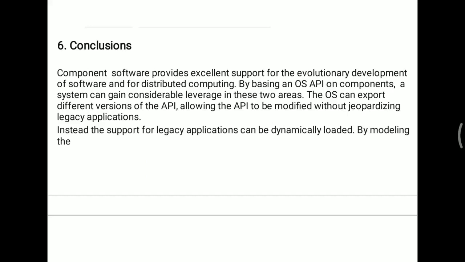The conclusion of component-based APIs, versioning, and distributed applications is that component-based software provides excellent support for the evolutionary development of software and for distributed computing. By basing an OS API on components, a system can gain considerable leverage in two areas. An OS can export different versions of an API, allowing the API to be modified without jeopardizing legacy applications. Instead, the support for legacy applications can be dynamically loaded. So that is the end of component-based APIs, versioning, and distributed applications.